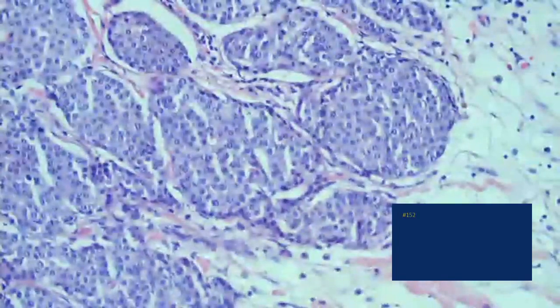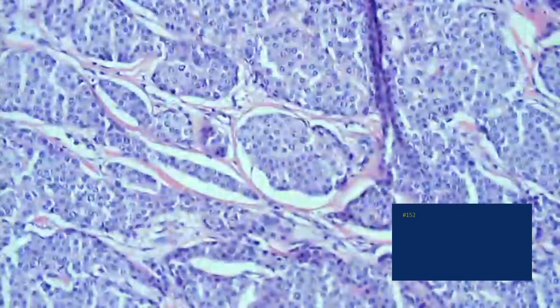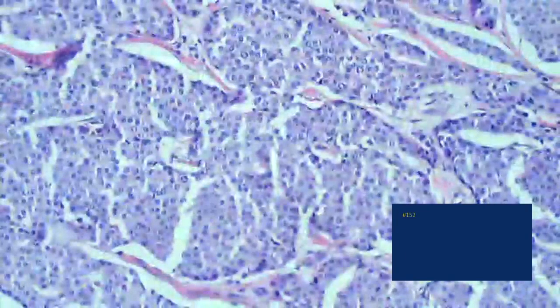So this actually turned out to be a low-grade neuroendocrine carcinoma, right, Annie? Low-grade neuroendocrine tumor, formerly known as carcinoid tumor. Carcinoid tumor, I guess, yeah, carcinoid tumor.